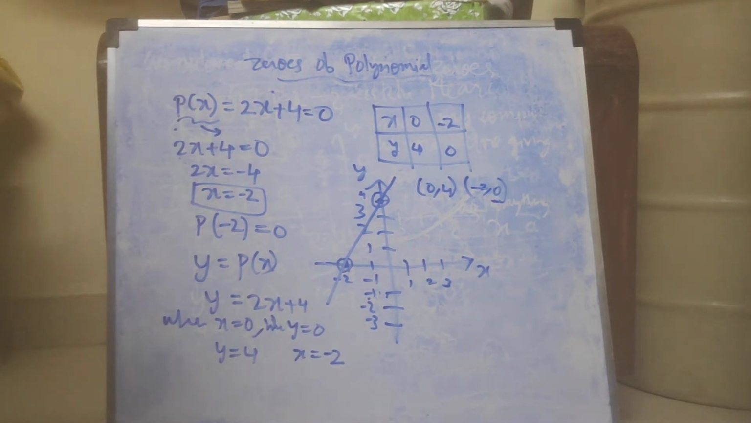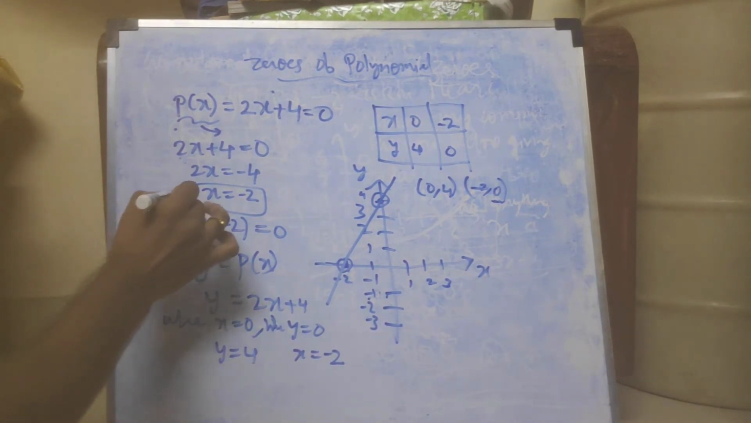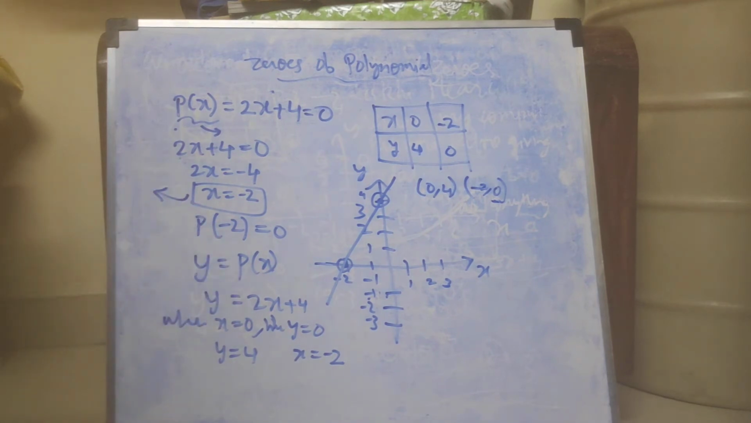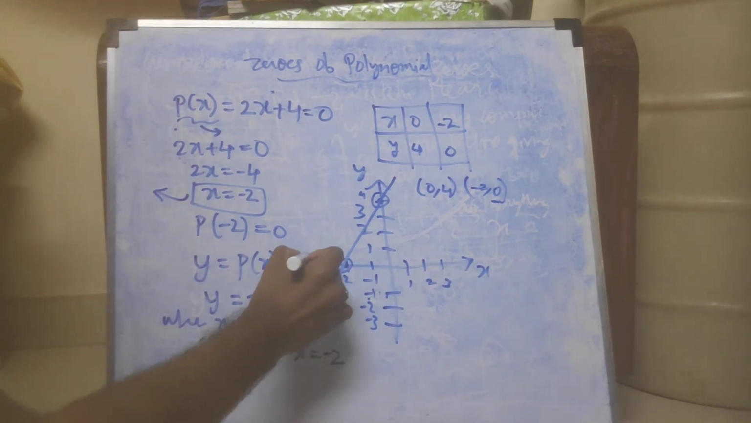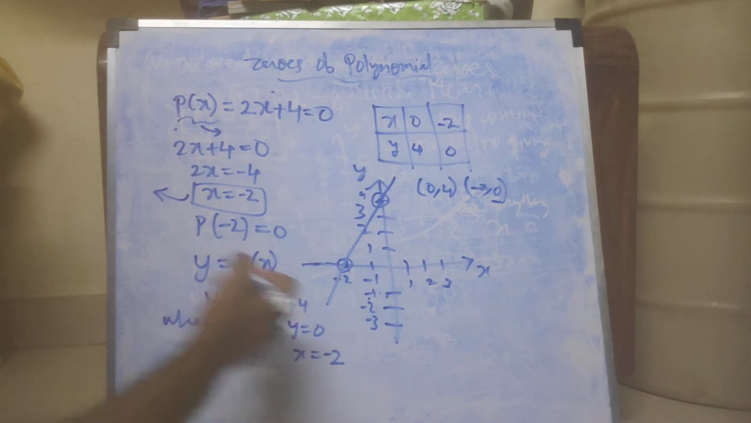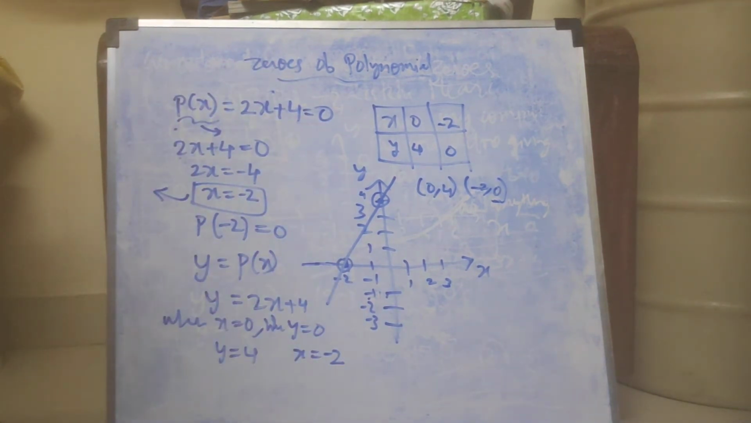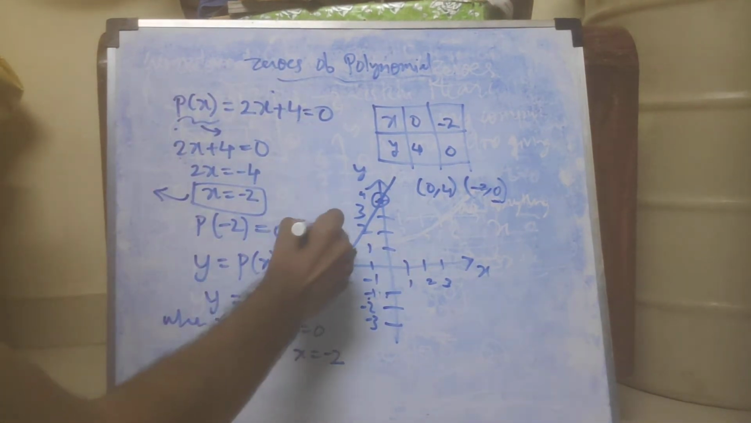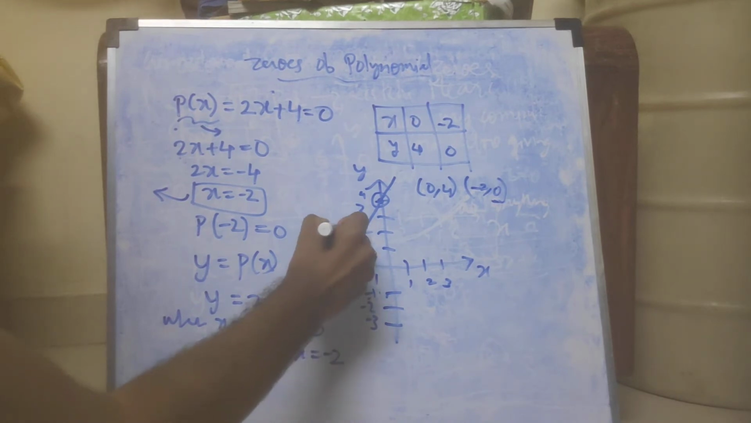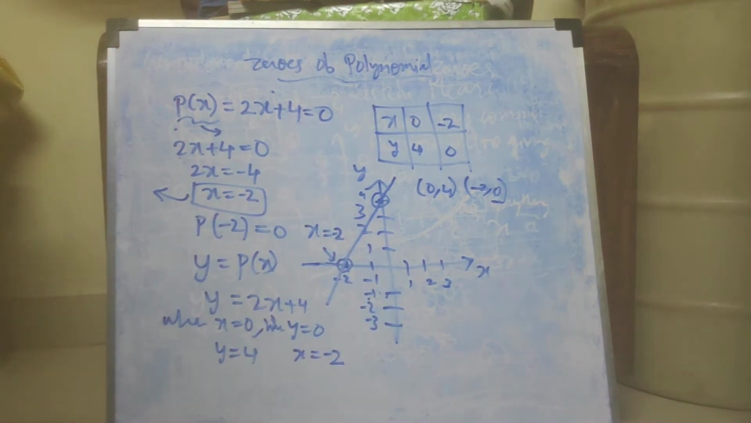Now how will we find the zero? We have already computed the zero as x equal to minus 2. You can also see from the graph that this line touches the x-axis at x equal to minus 2, at this point. Now you should have a basic idea of how we can see the zeros. I will give one more example to make it clearer for linear polynomials.